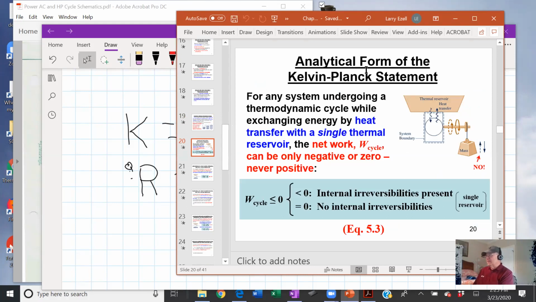Okay, here's an analytical form of the Kelvin-Planck statement. For any system undergoing a thermodynamic cycle while exchanging energy by heat transfer with a single thermal reservoir, the net work out of the cycle can only be negative or zero, never positive. The net work.